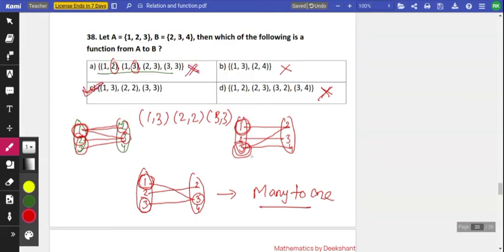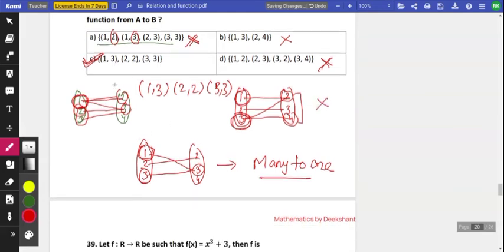Same in this question. The element 3 has two different images, which is not possible. So this is not a function. So the correct answer is option C.